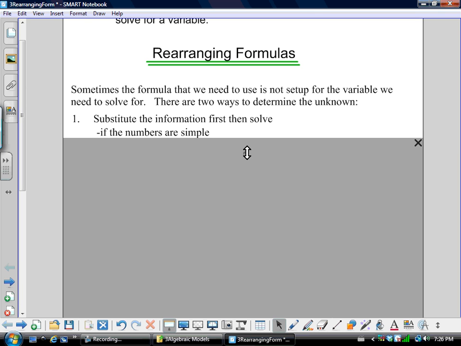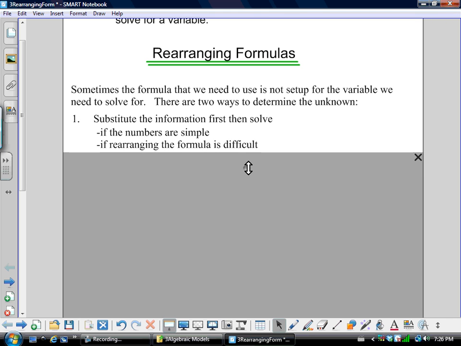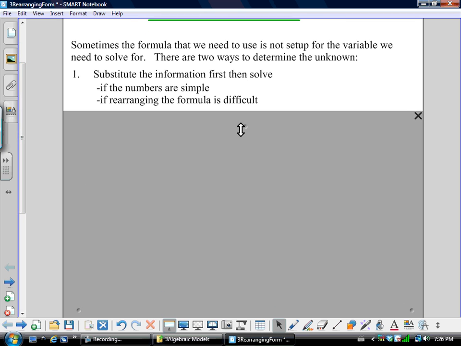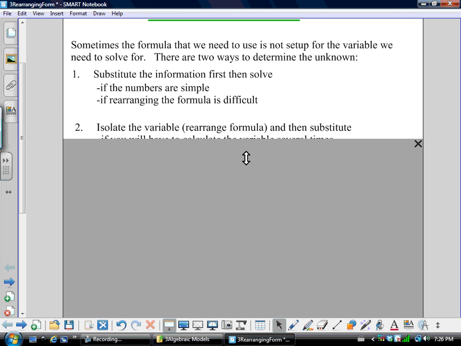When you would use that is if the numbers are simple and if rearranging the formula is difficult. In other words, if it's easy to rearrange the formula, it makes sense to do it, and if the numbers are simple. But often the formulas we're looking at are not really simple. What we have to do first is isolate the variable, in other words, rearrange the formula first and then substitute in.